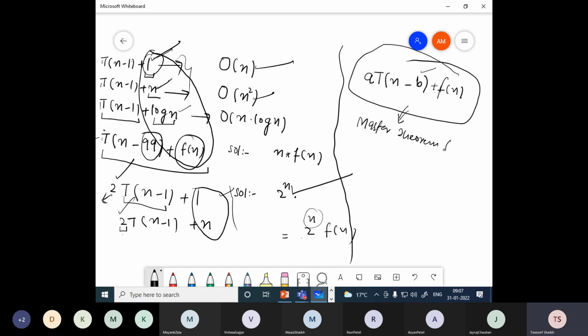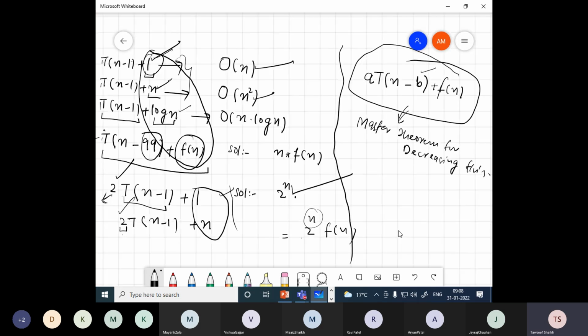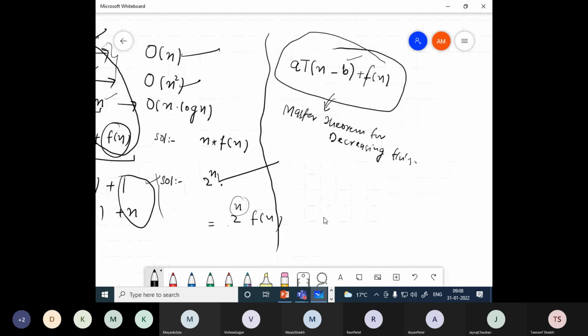But master theorem for what? Decreasing functions, because we did not deal with dividing functions till now. Master's theorem for decreasing functions. So Master's theorem is a general way of representing the whole recurrence relations using a formula in which, when we substitute the values of different parameters, we get multiple recurrences of decreasing nature.